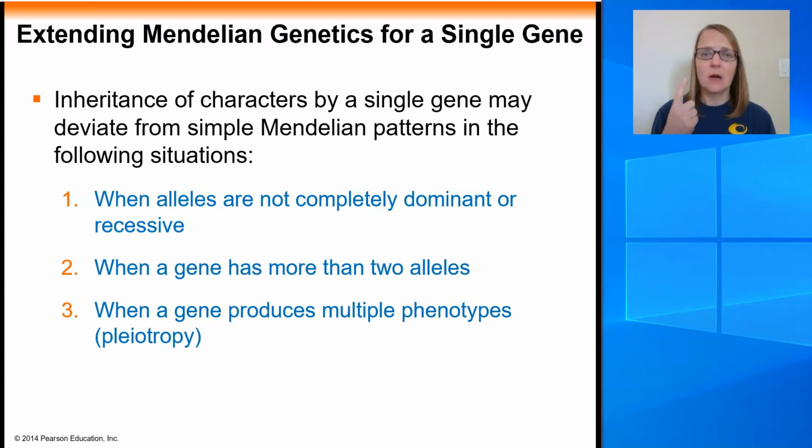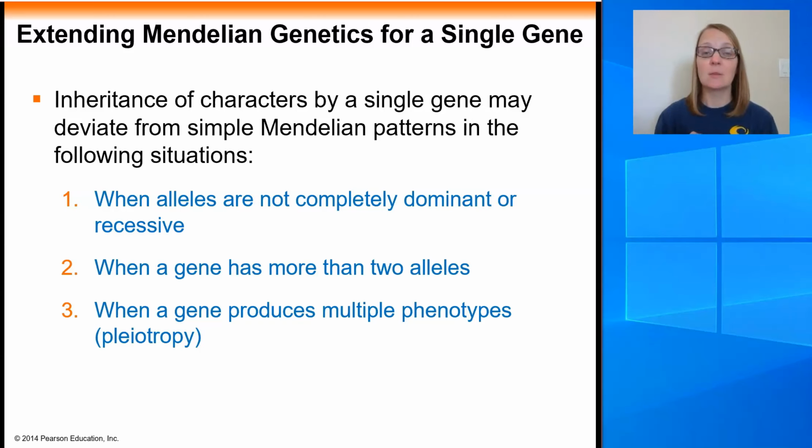The three that we're going to introduce here are, number one: so far, we've talked about genes that show what is called complete dominance, but there are some genes that will show different degrees of dominance. Not always is a particular allele completely dominant or completely recessive. So we're going to talk about degrees of dominance.